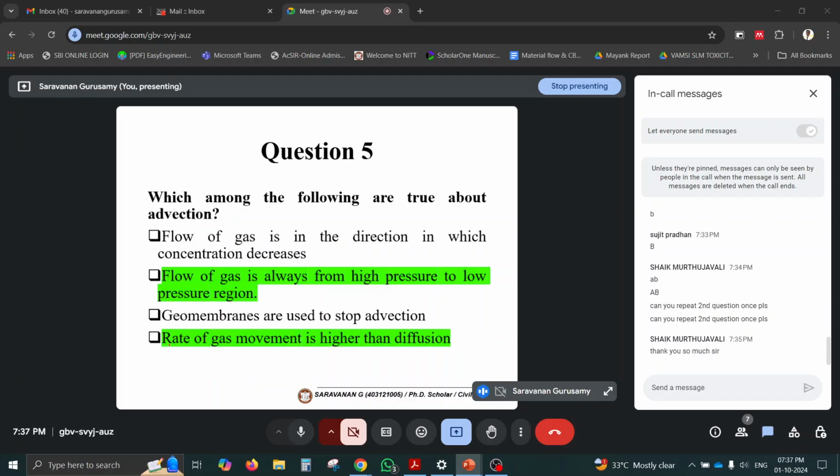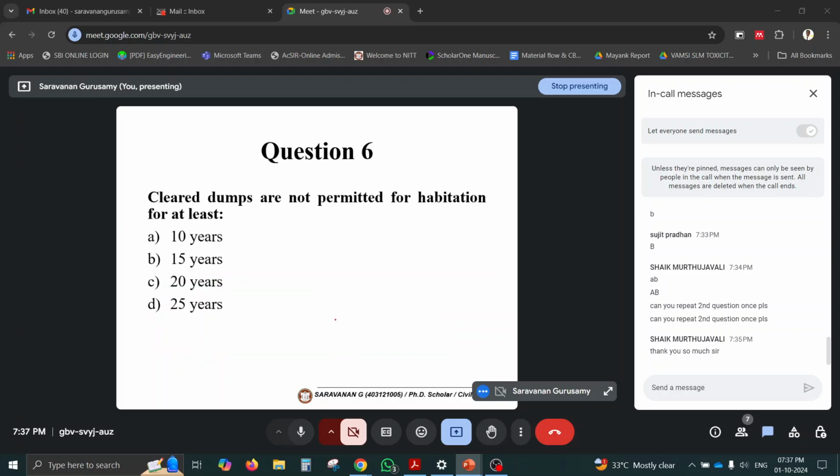Okay, sorry, it's a multiple choice question. So the rate of gas movement being higher than diffusion is also correct for advection. Then geomembranes are used to stop advection. That is wrong, because a geomembrane won't stop the pressure difference. Okay, so these two are correct. Check for multiple choice in your exam also.